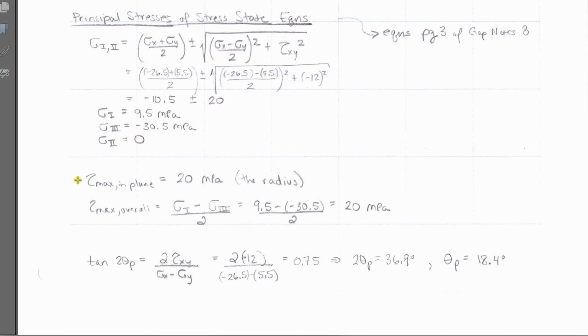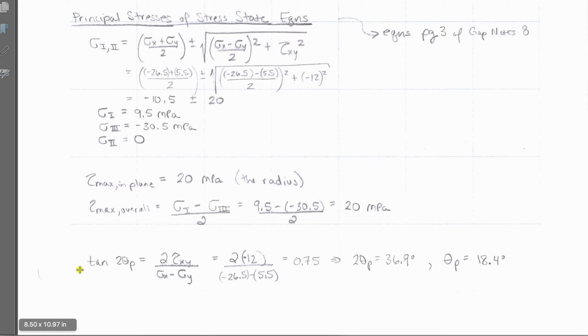Tau max in plane is just going to be equal to the radius, so that's 20 megapascals. We want to also check for tau max overall. In this case, our second or our 0 principal stress is contained in between the other two, so we expect those to be the same. But the equation for that tau max overall is our largest tensile minus our most compressive over 2, and so that does in fact work out to be the same as tau max in plane at 20 megapascals.